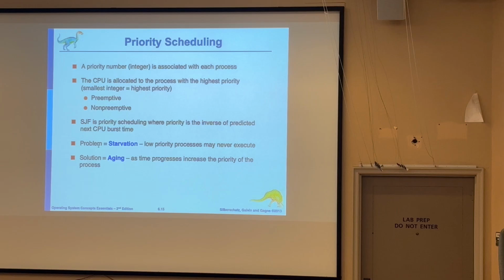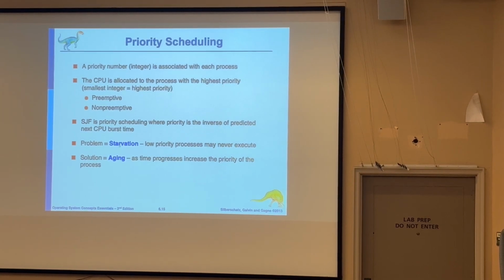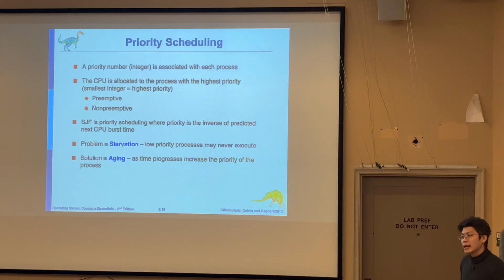The problem with priority scheduling is that it could cause starvation. The process that has the highest priority will have the CPU. In a very unlucky scenario, if you have some process that happens to always have the lowest priority, then it can get starved. A solution is aging. As time progresses, you increase some process's priority.